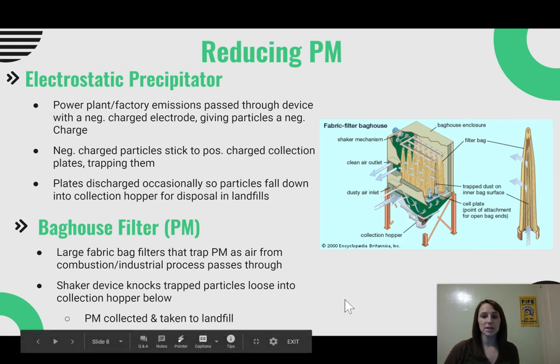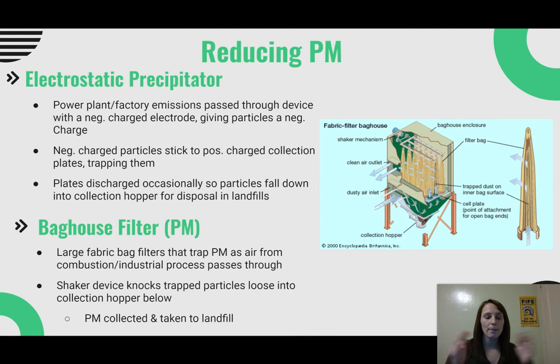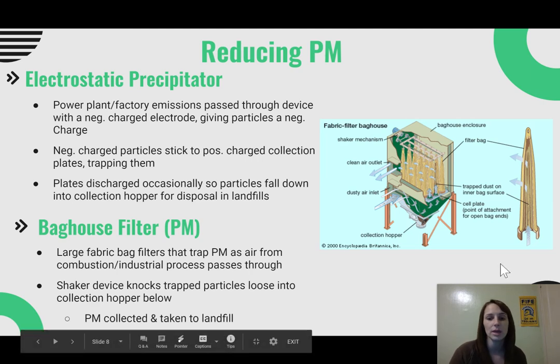Then we also have what's called a baghouse filter, which is going to also help with particulate matter. This is going to be just like a big fabric bag that's going to trap all the particulate matter as the air from the combustion and the industrial processes passes through it. You can think of it almost like the bags that you have in your vacuum. It's just going to collect everything. Then every once in a while, it just gets shaken out so that all the particles are going to fall down again into this collector where it can be taken to the landfill so that it's not going out into the air.